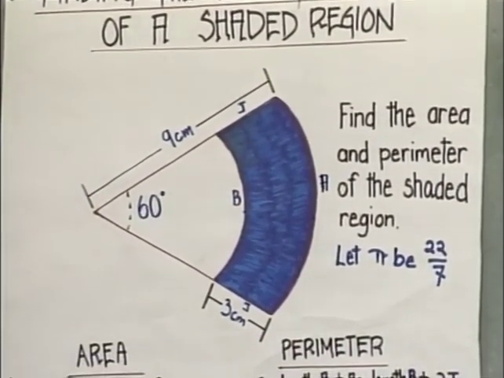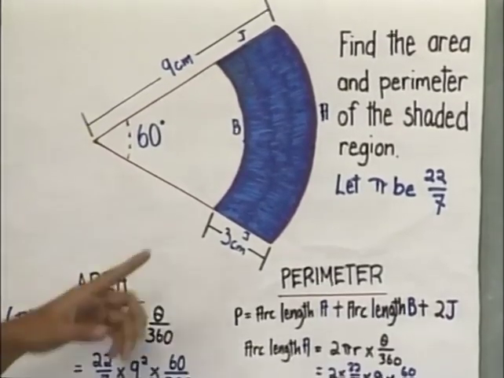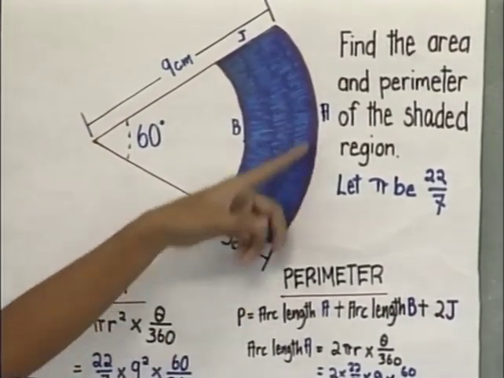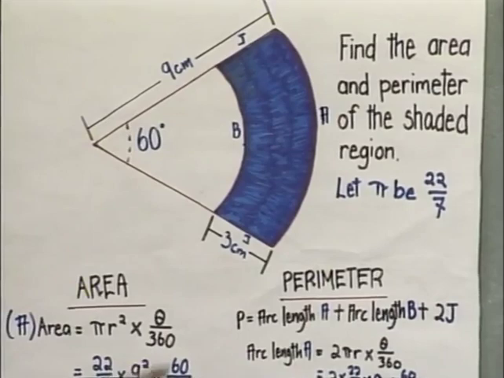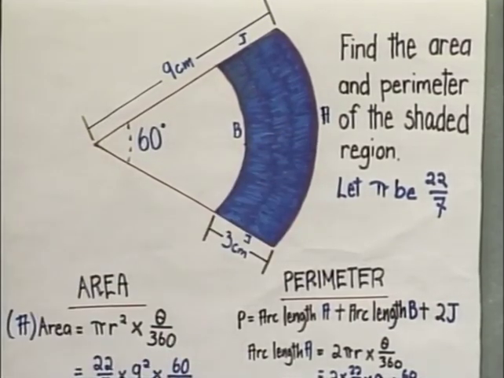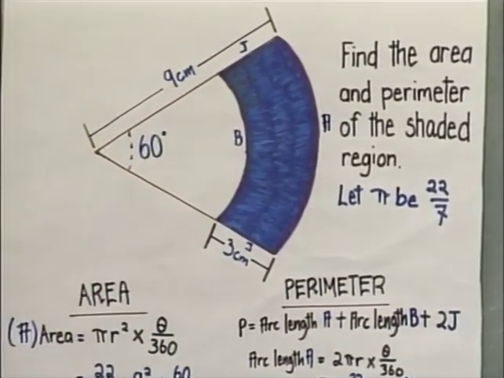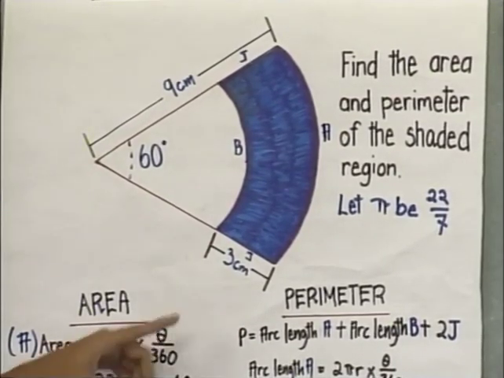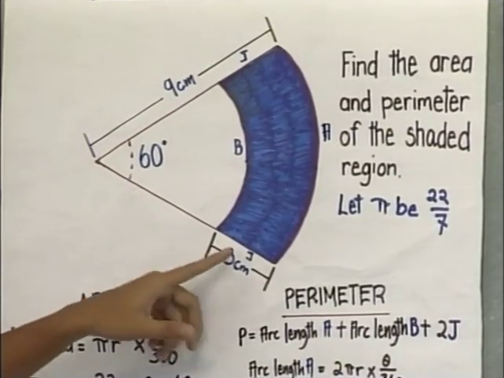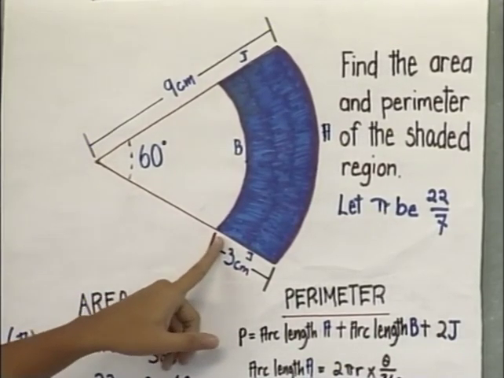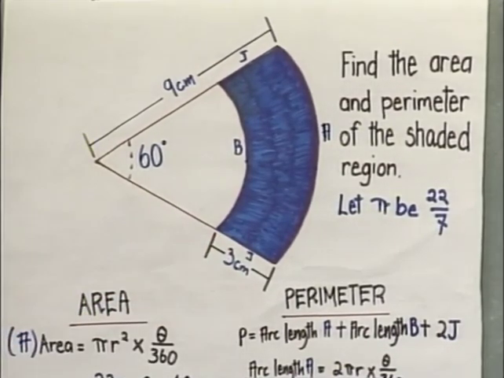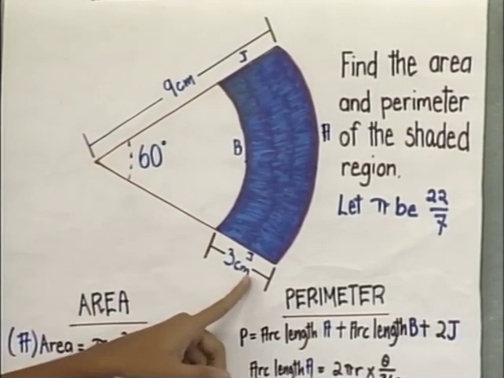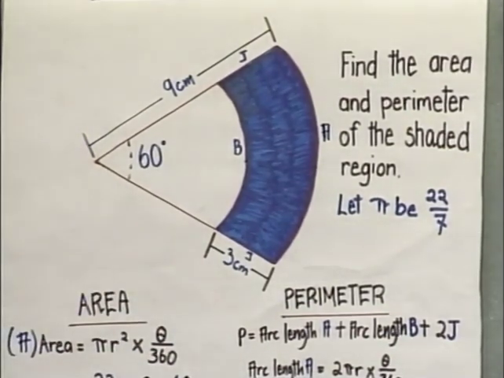To find the perimeter, first of all, we have to find the arc length of the whole sector of the circle, which we labeled A, and the inner arc length, which we labeled B. And you have to add that with the part of the radius, which we labeled J. We have to multiply that by 2 because they are both equal.